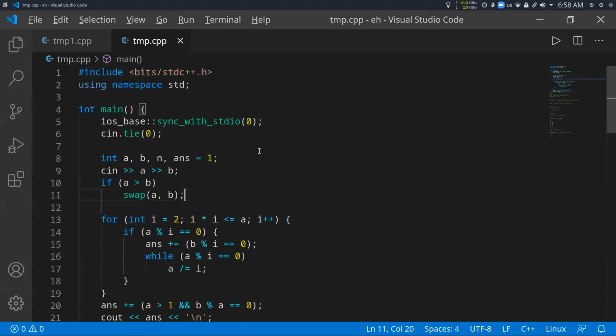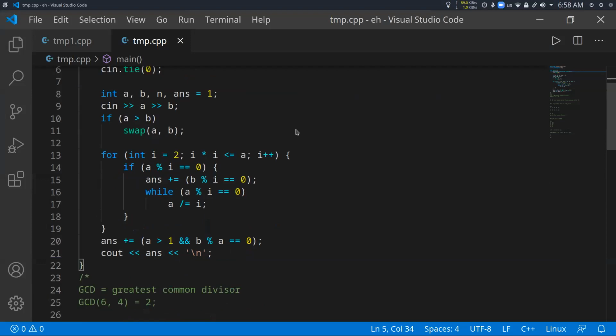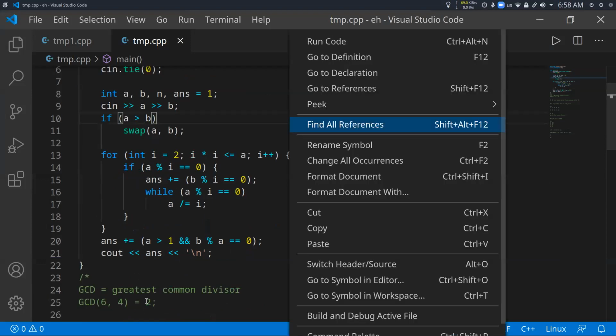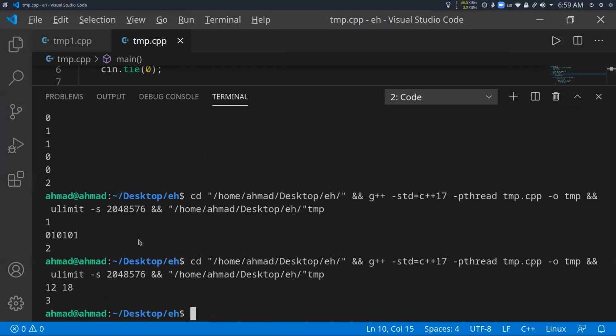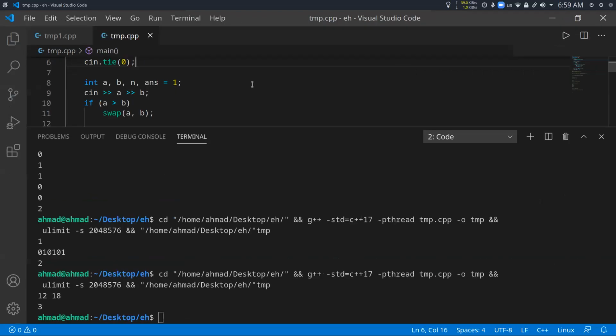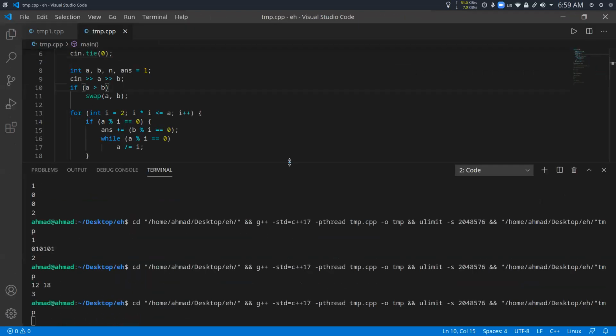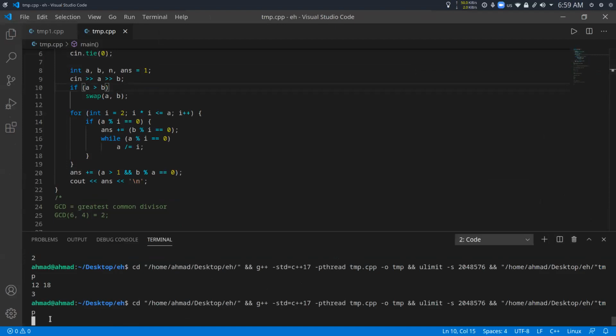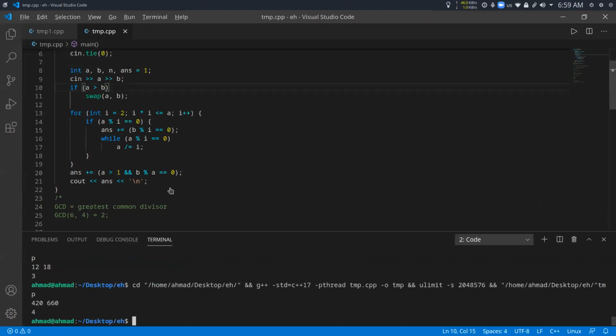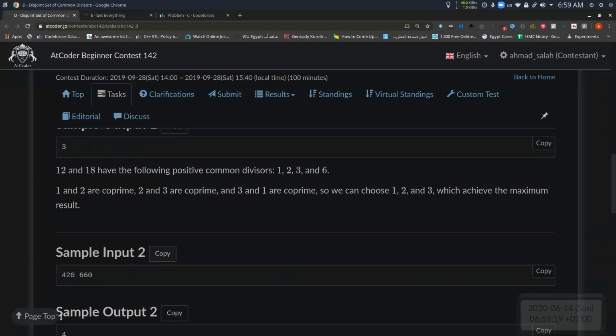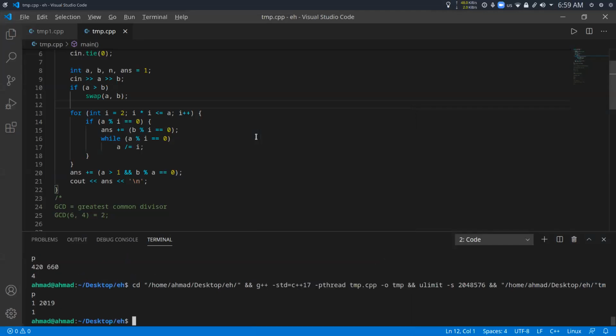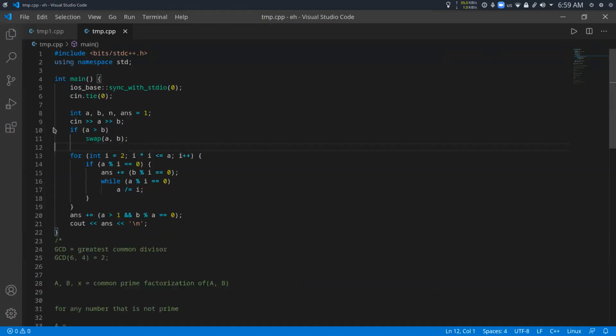Let me check. Three. Okay. Four. Okay. 0, 1. Okay, so are you all okay with this solution? Do you want to understand anything in it? Is everything clear?